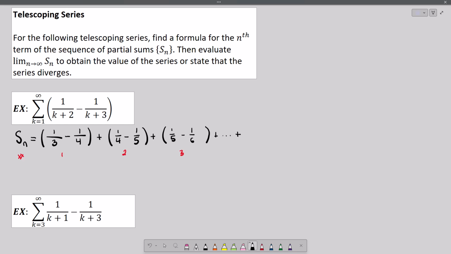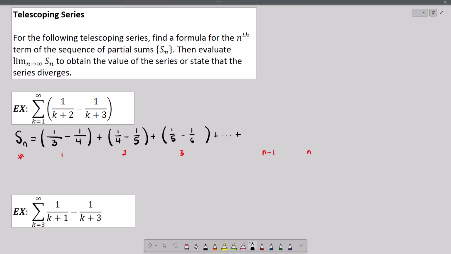But we want to stop at the nth term. This pattern will continue forever, but if we're just finding S sub n, we're going to want to stop at the nth term. So let's go out and do one term before the nth term, so the n minus first term, and the nth term. And so what we've seen is that this is pretty easy. To find the first term, you plug in k equals 1. To find the second term, you plug in k equals 2. What do you think you plug in to get the n minus first term?